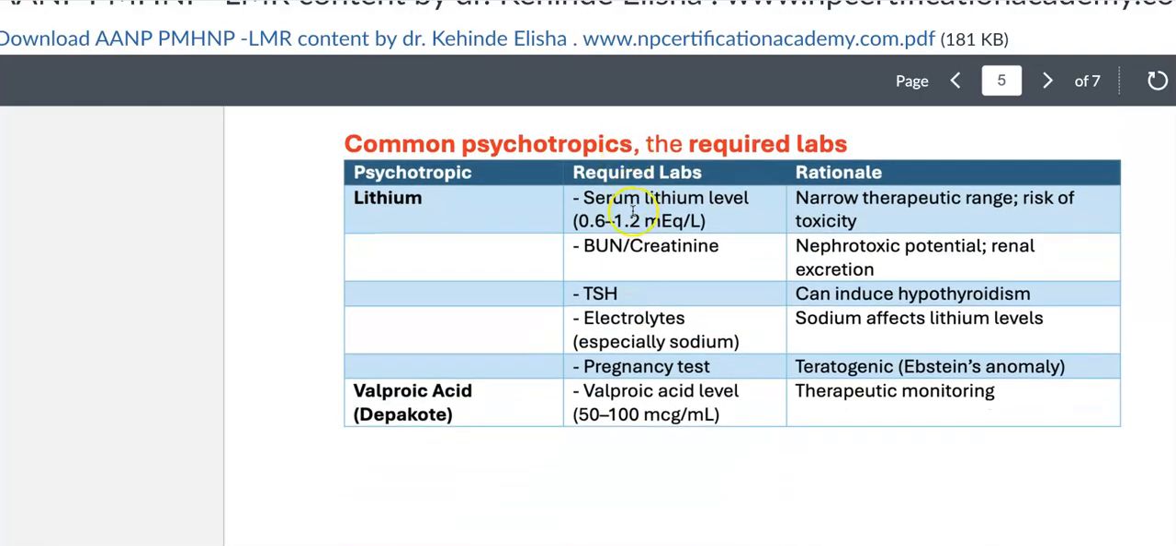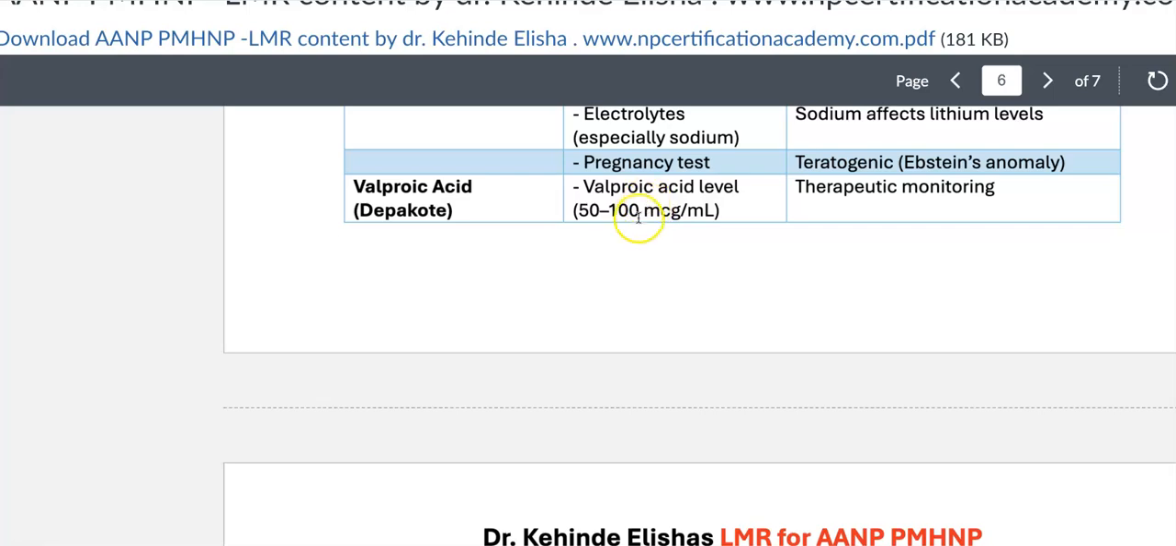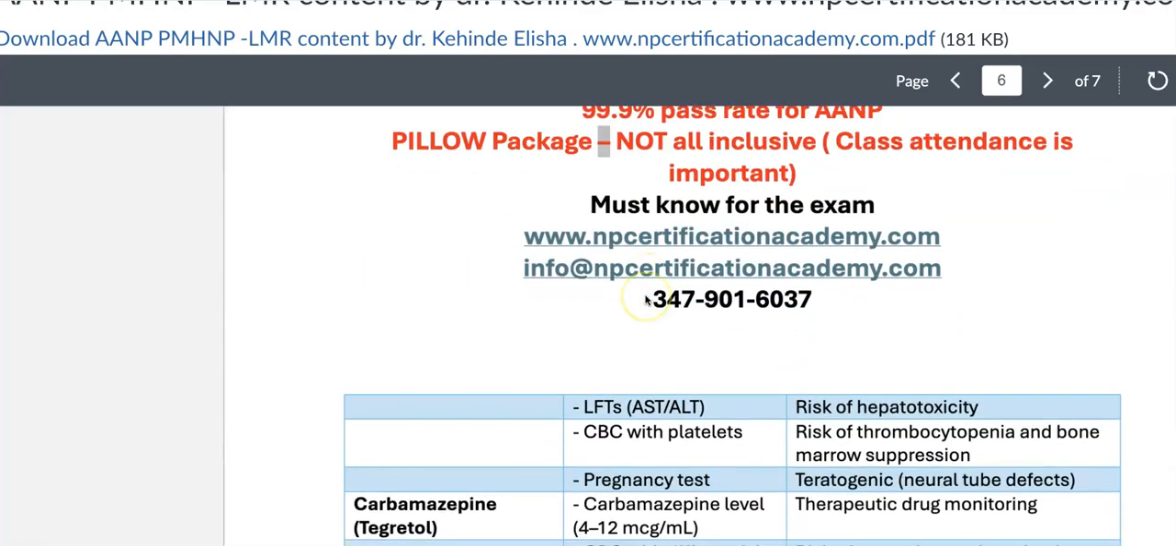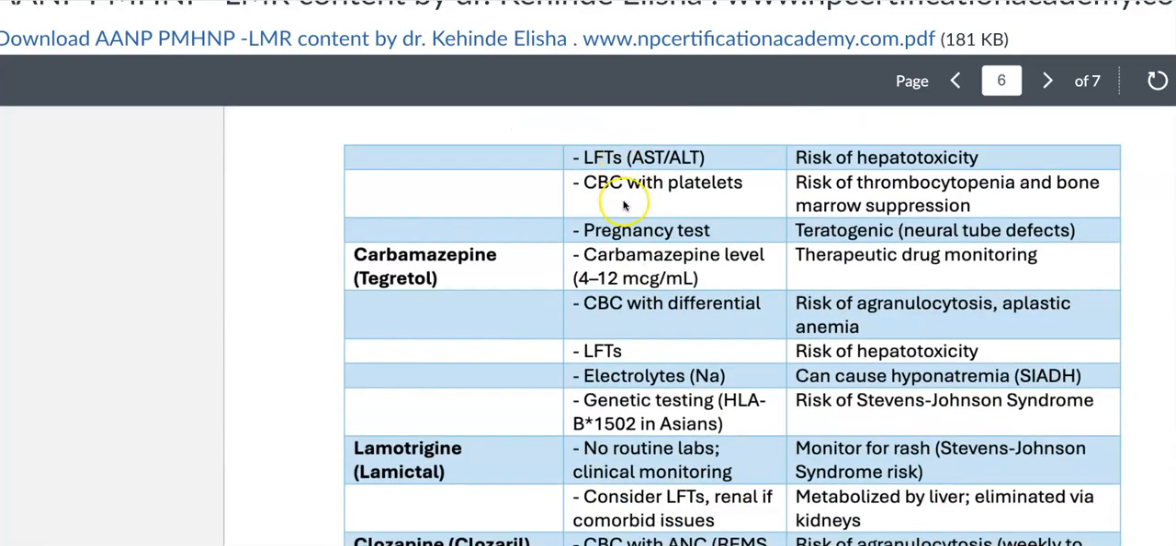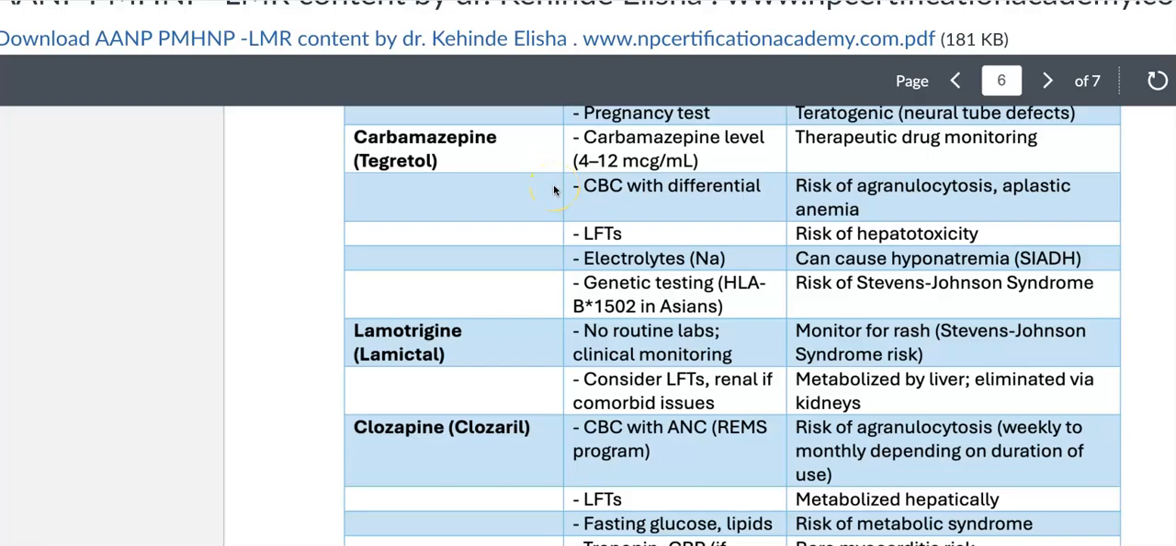Then we have our favorite, lithium here. Anything and everything about lithium is possible. TSH, electrolytes, pregnancy tests. Valproic, we're going to be checking valproic level. LFT, CBC, this will be on your exam. Your labs will be tested. They're interested in this one specifically.